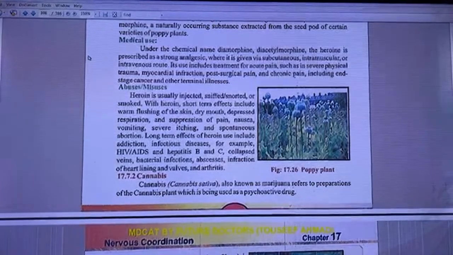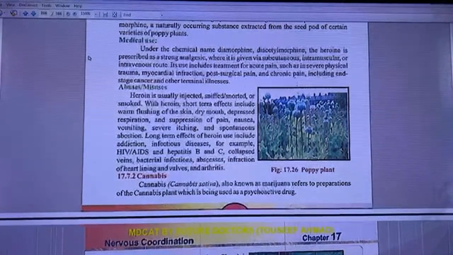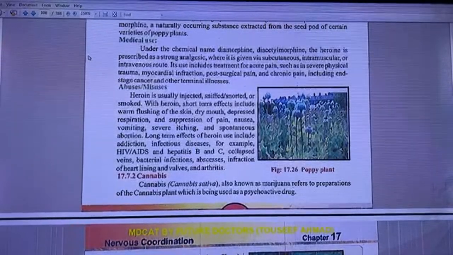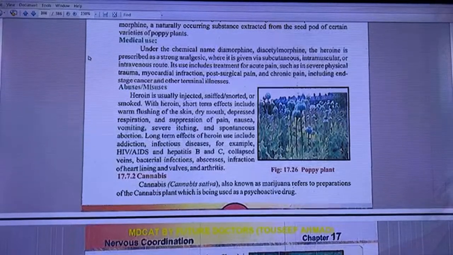Abuse, misuse. Heroin is usually injected, sniffed, snorted, or smoked. With heroin, short-term effects include warm flushing of the skin, dry mouth, depressed respiration, and suppression of pain, nausea, vomiting, severe itching, and spontaneous abortion.